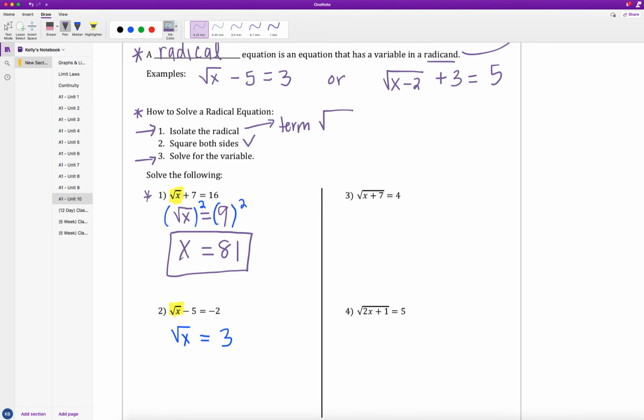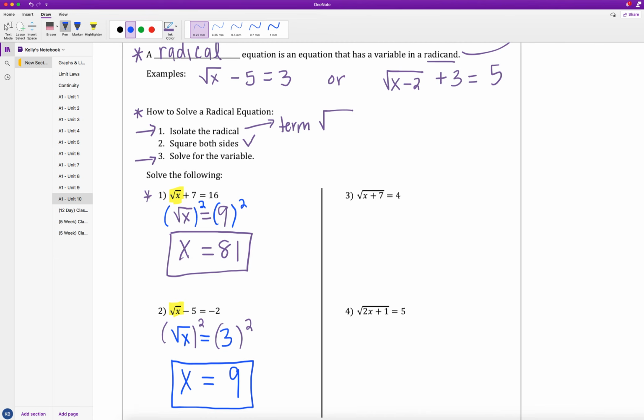Our next step from here, now that we've isolated the radical, is to square both sides. As long as I do it to one side, I do it to the other, then I am keeping my equation balanced, and this is fair. On the left side, the square root of x squared would just leave us with x, since the square root and the square cancel, and then 3 squared would give us 9, and we've also solved for our variable at the same time. So in these first two examples, the radical was not isolated, but since x was the only thing underneath the radical, once we squared both sides, we actually solved for the variable.